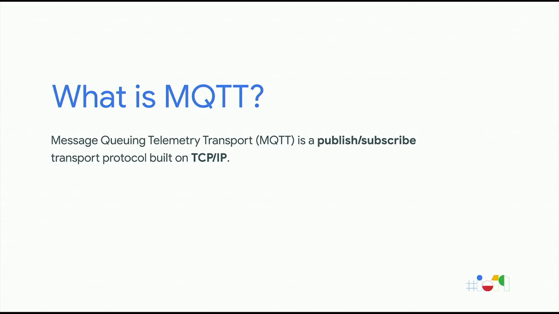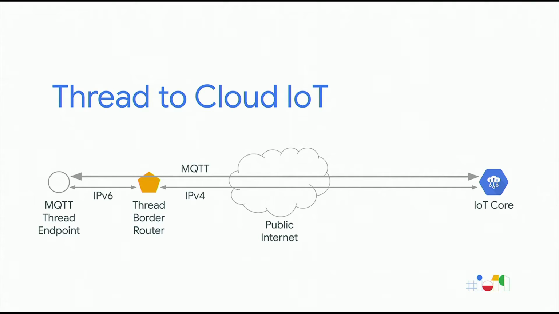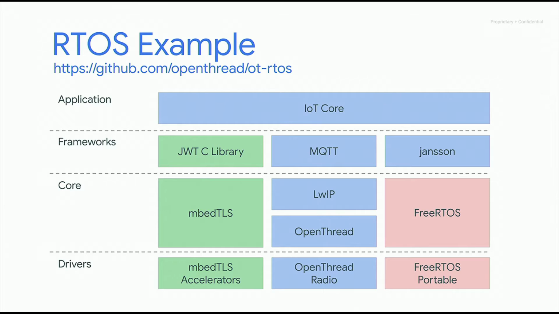All right, so let's get started with MQTT. Now, for those of you that don't know, MQTT stands for Message Queuing Telemetry Transport and is one of the most popular transport protocols used in IoT applications today. MQTT implements a publish-subscribe model on top of TCP/IP. Now, in this example, we'll walk through how to build an MQTT over Thread endpoint that communicates securely end-to-end with IoT Core. We will leverage third-party software.